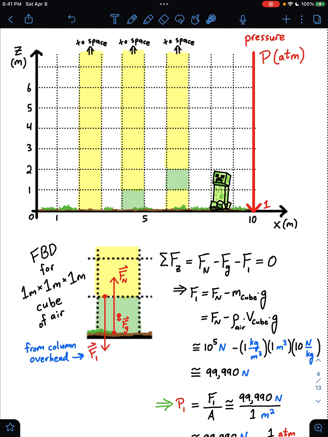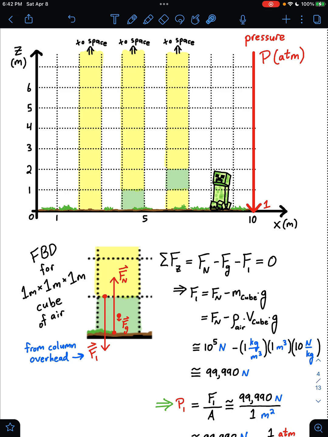to space, and in particular highlighted 2 of these cubes of air in green. And we'll focus on this one first, this block of air at the bottom of this column holding up this entire column. So here's the free body diagram for that bottommost block of air. This is a 1 meter by 1 meter by 1 meter cube of air. We've got its own weight, the force of gravity on the cube, due to the masses of all of the air molecules in that cube.